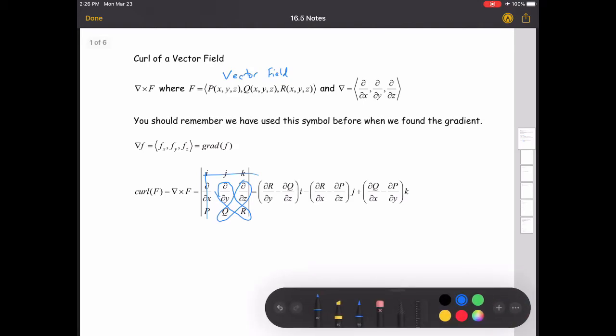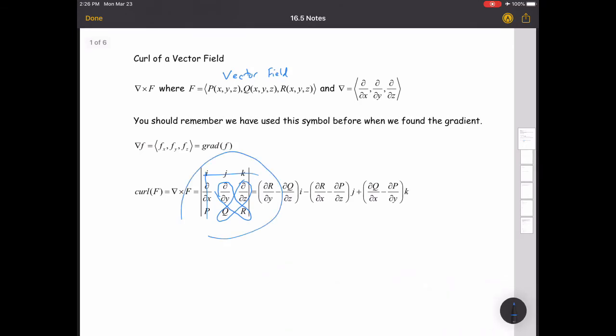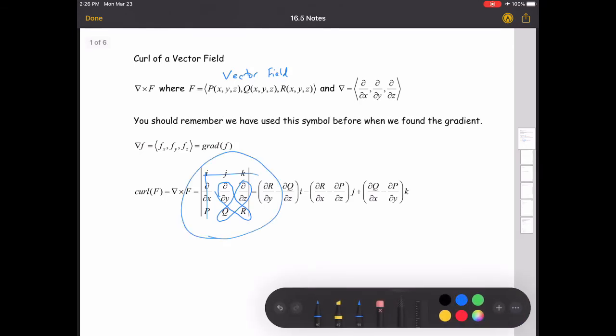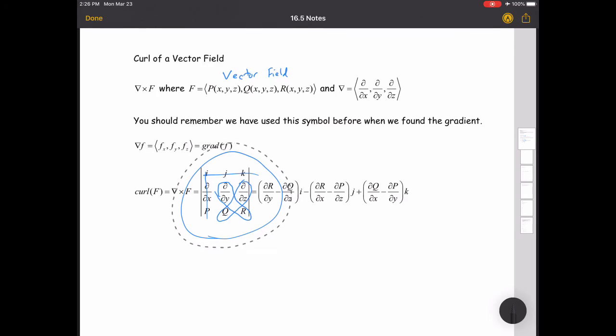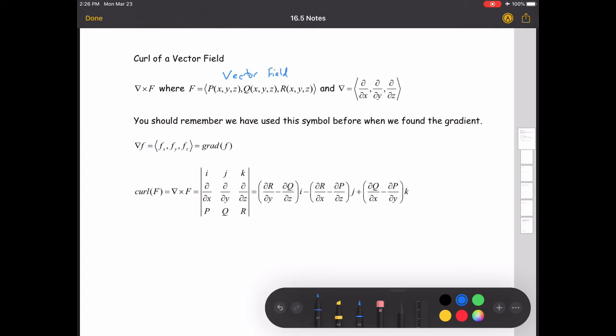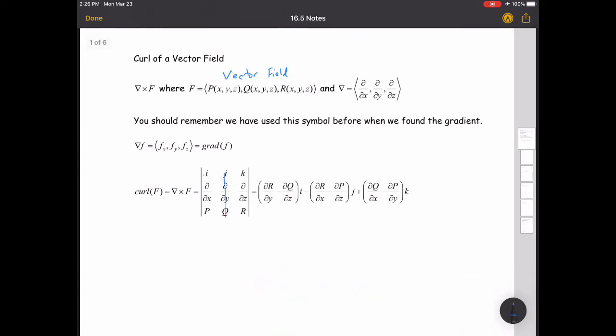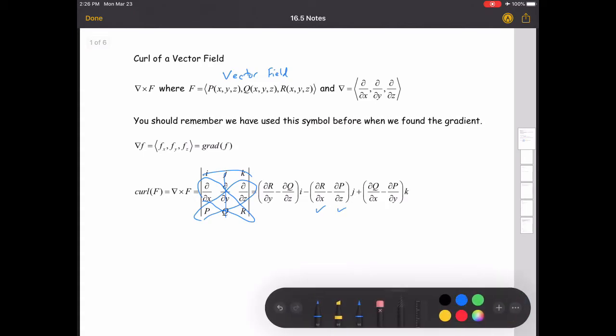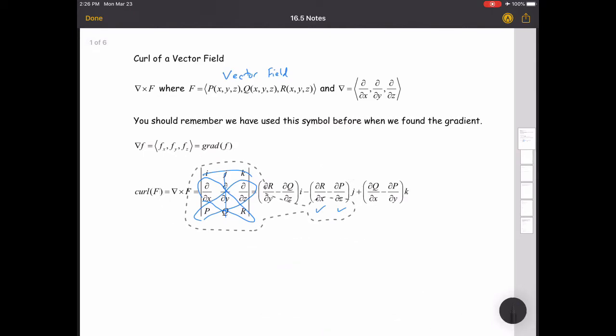Let me go ahead and erase what we have here. The second component is the subtraction, or the minus. You're going to eliminate the j row and the j column. It's the partial of R with respect to x, which you see here, and then the partial of P with respect to z, which is that one. And then the last one is the same thing, but now you do it with k.